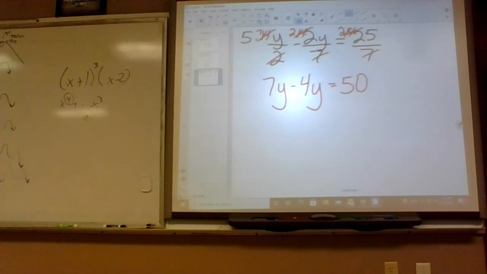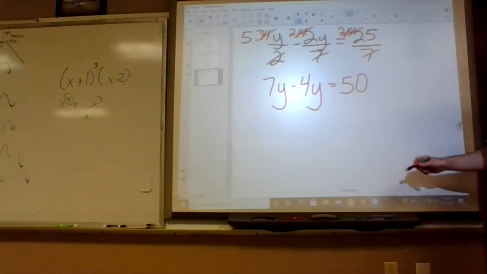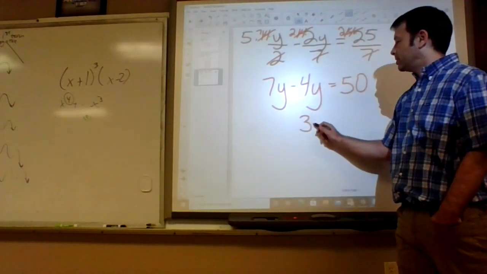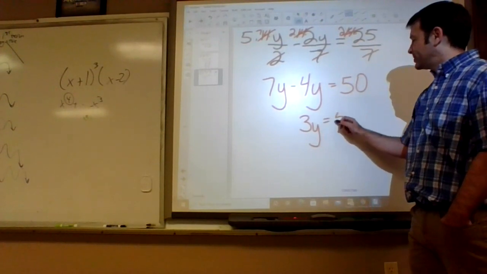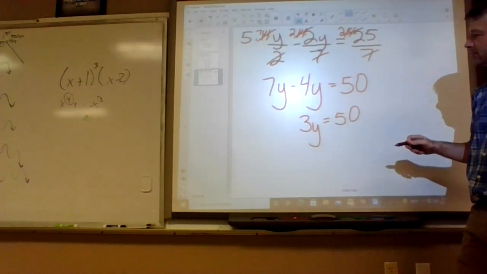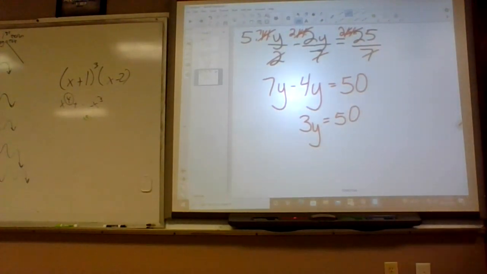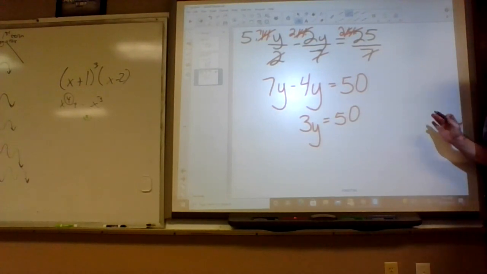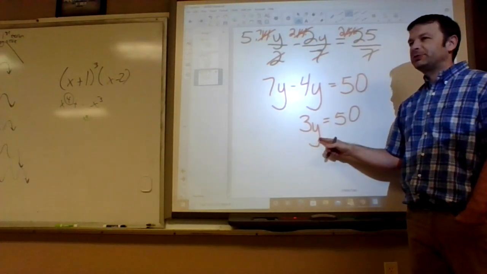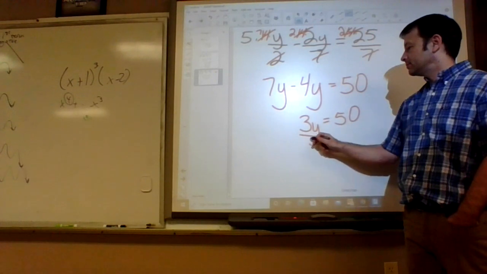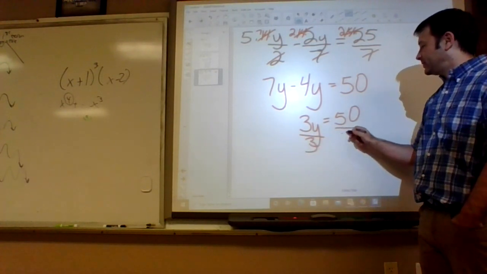And now what? 7y minus 4y is 3y. Uh-oh, this is a messy one. But we do not fear fractions. We don't need a calculator for this. What's my last step? Divided by 3. What's 50 divided by 3?